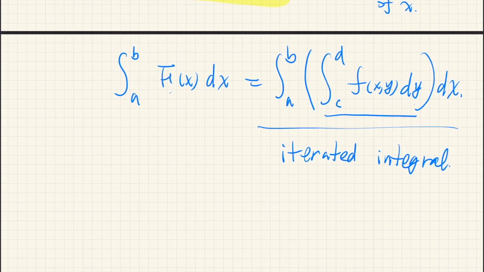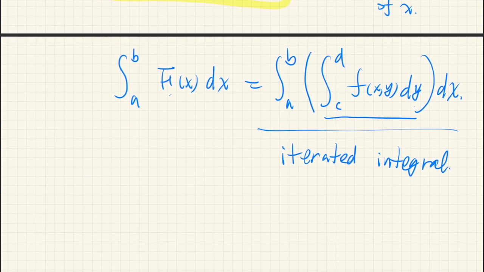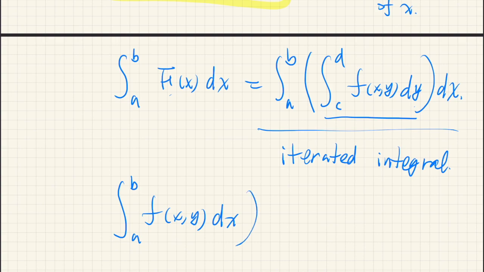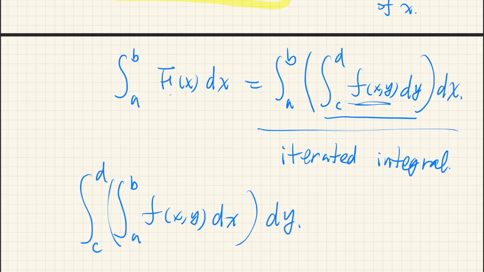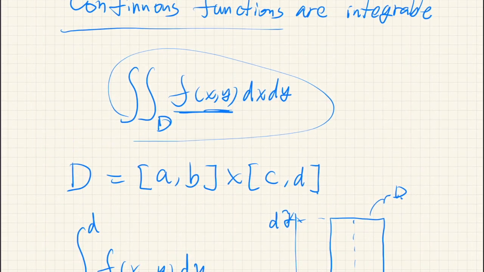And of course, we can do the similar procedure by swapping the roles of x and y. So we can first integrate with respect to x, then we integrate the result with respect to y. And if this function f of x and y is continuous on the region D, then we can show that these two iterated integrals are actually the same, and it is also equal to this double integral.